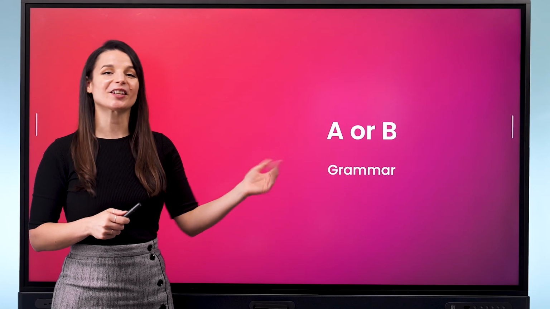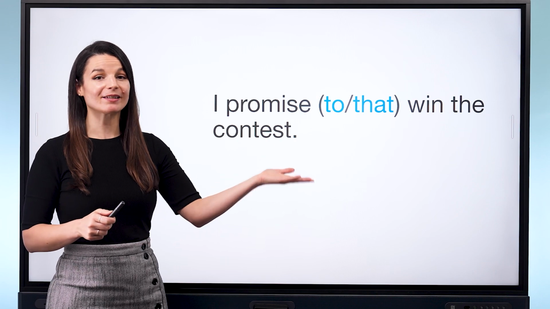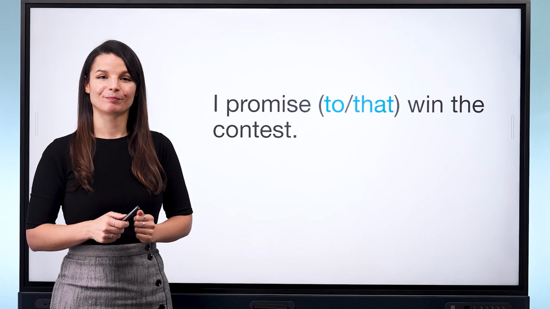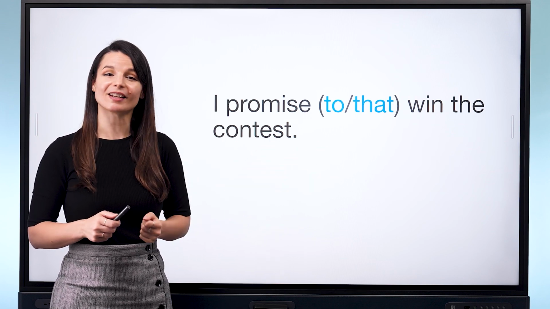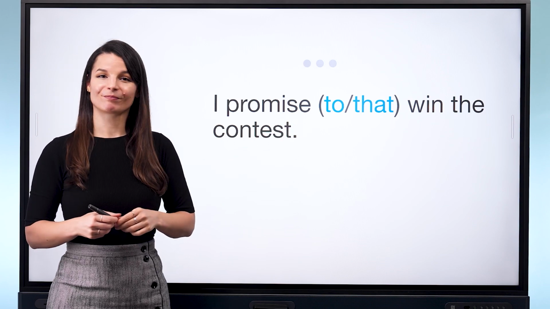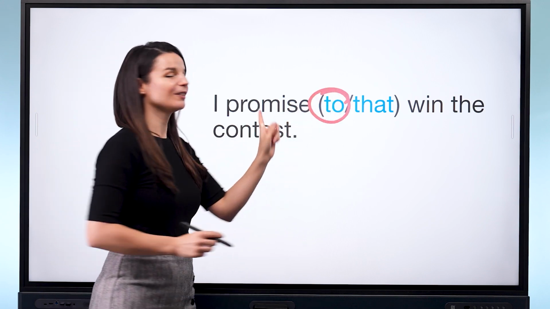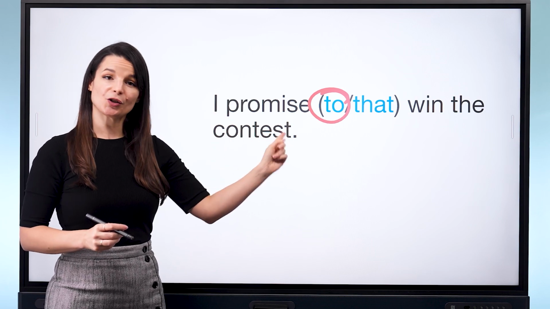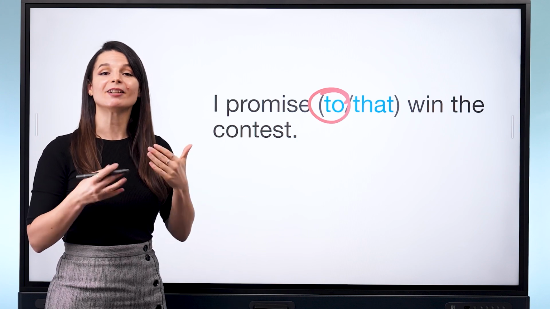Choose the best answer to complete the sentence. Ready? I promise to, or that, win the contest. To. I promise to win the contest. To is used here because together with win, it forms an infinitive phrase.